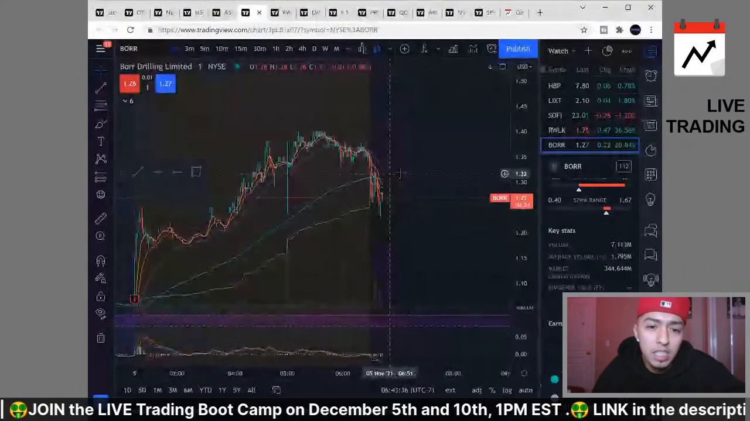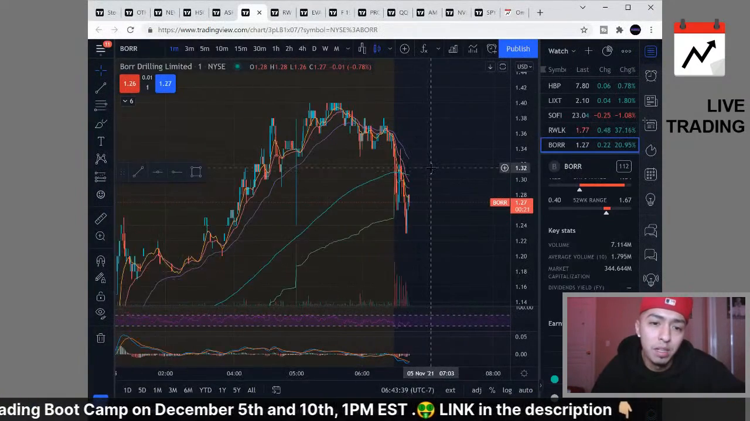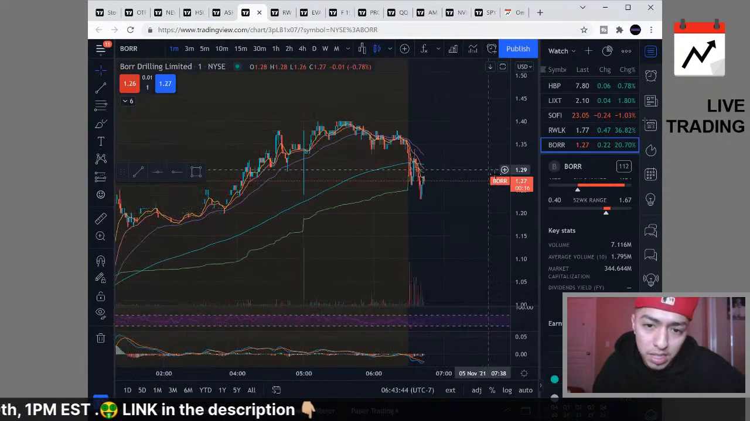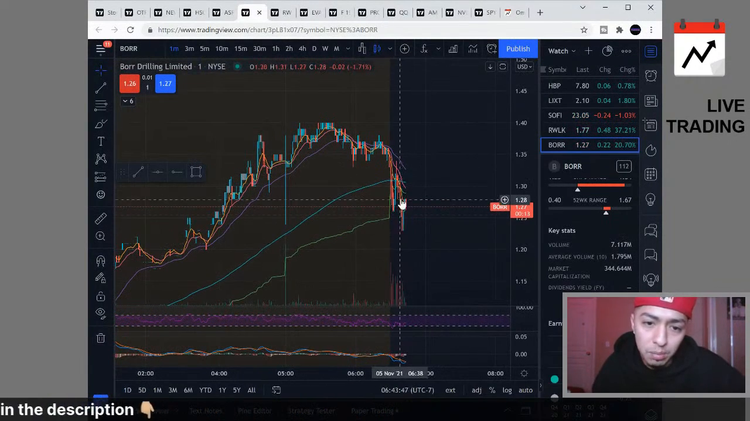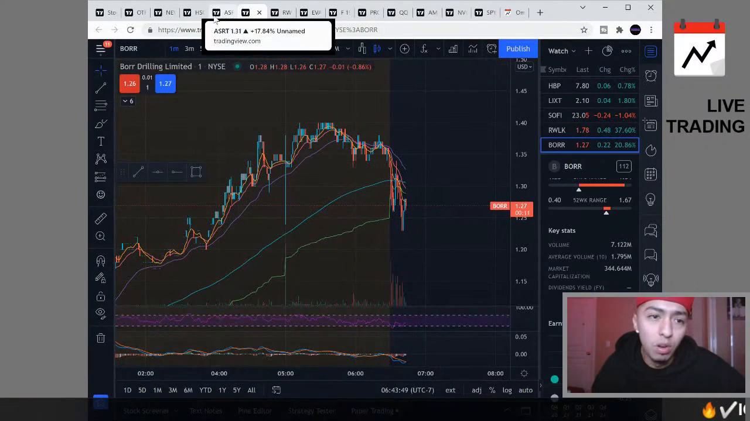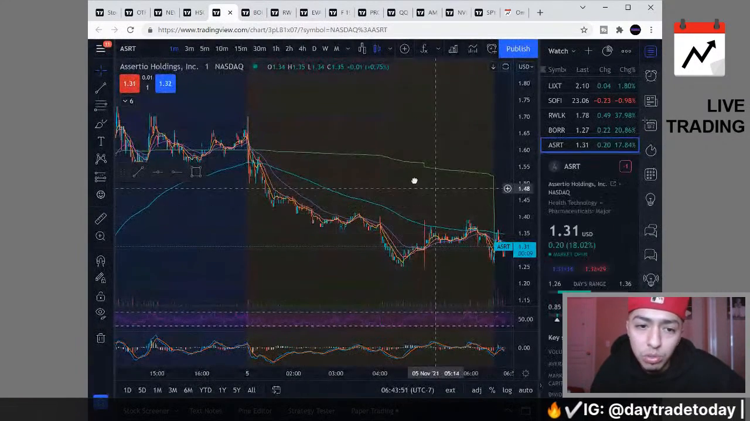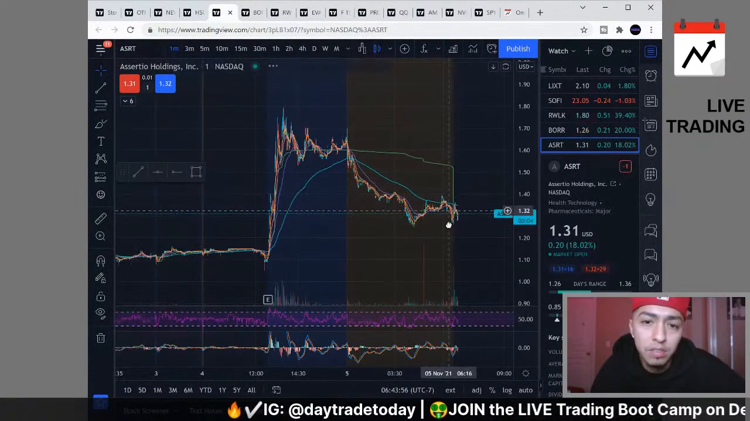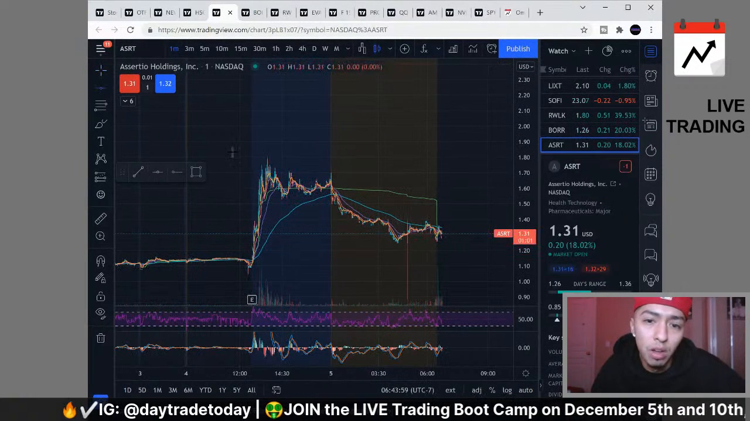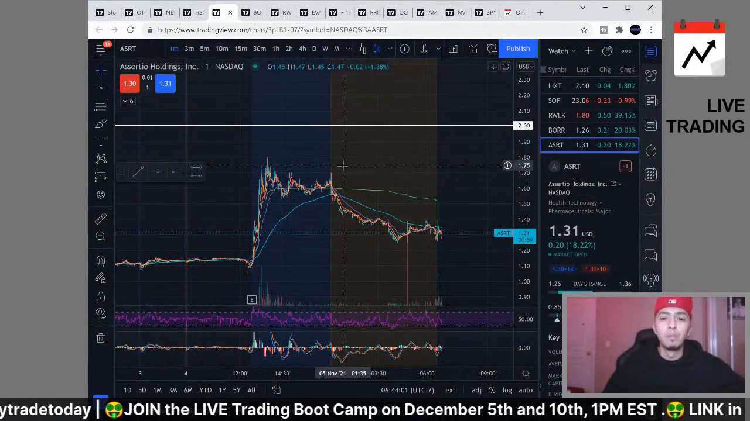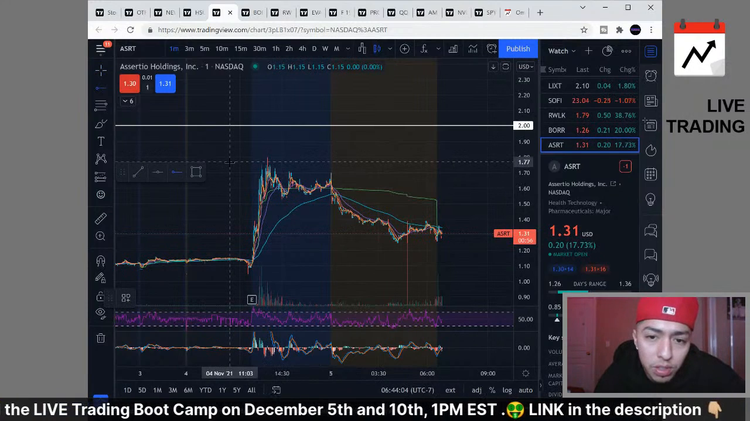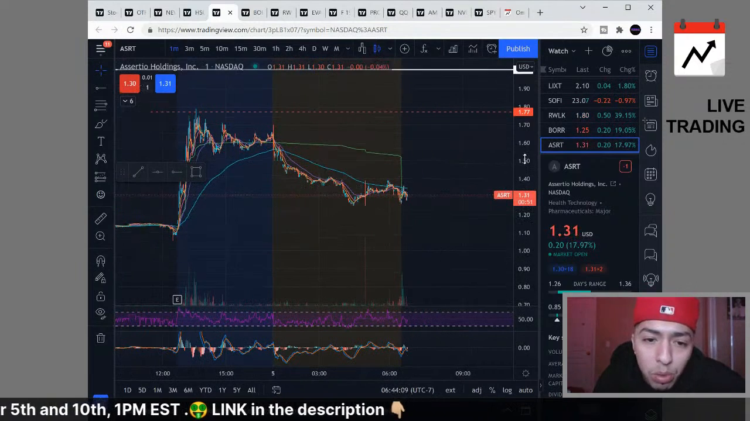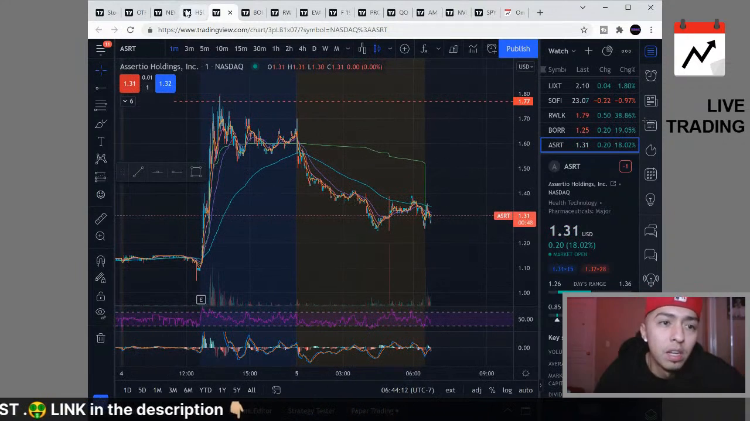Not much price action in this one. It doesn't really look that interesting to me, just because I like to trade price action, and there's really not much price action here on BORR. Let's go to ASRT. Nothing on ASRT. If anything, we would have to break above $2 on ASRT. You could probably take an early entry around 1.77, but we would need a little bit more volume on ASRT.